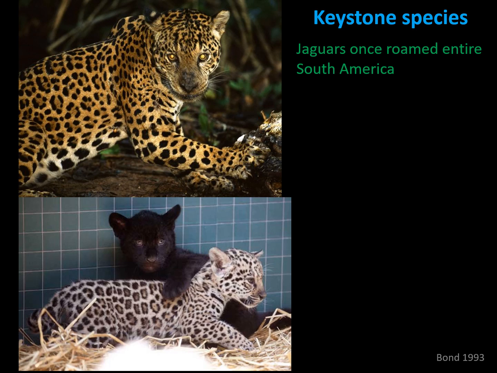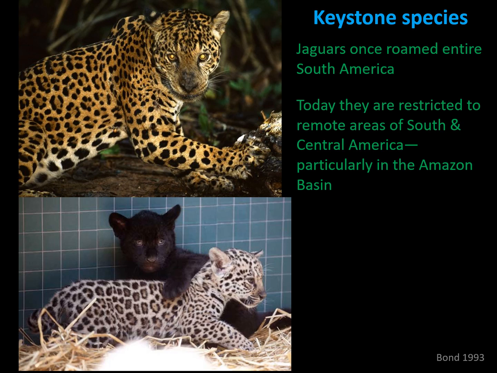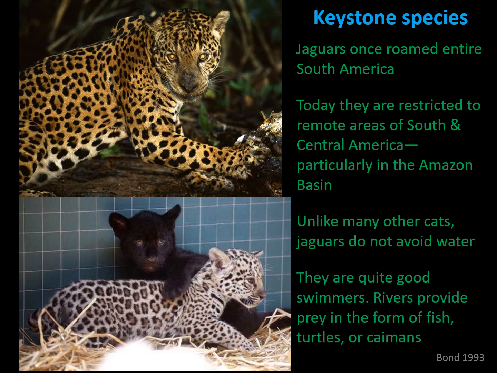So what else? What do you want to know about? More examples of top predators being keystone species? Here you are looking at a couple of examples. Jaguars, huge big cats that once roamed the entire South American continent, but today there are only a few isolated populations of jaguars roaming South and Central America. Most of them are restricted to the Amazon basin and the Amazon rainforests. Unlike many other cats, jaguars actually do not avoid water, meaning that they can even jump into water and prey on organisms from water.